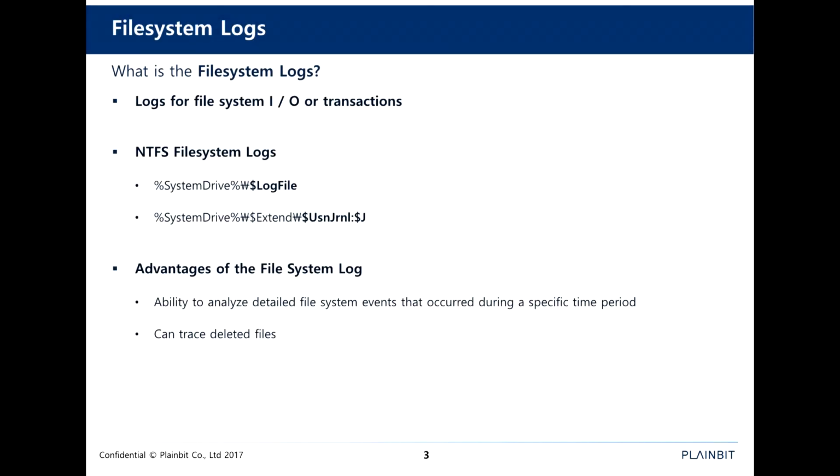A file system log is a log that records disk I/O events or transactions that occur in the file system. There are two log files, $LogFile and $UsnJrnl. The storage location is stored with the name $UsnJrnl under the $Extend folder, in the same path as $LogFile under the system drive.